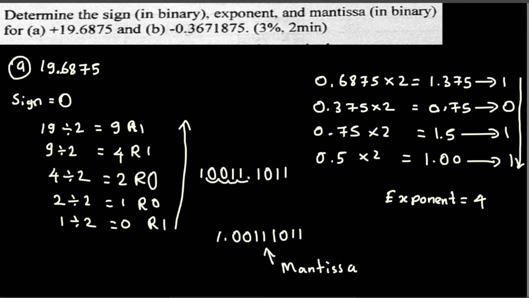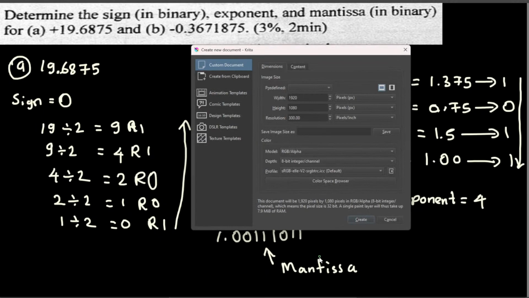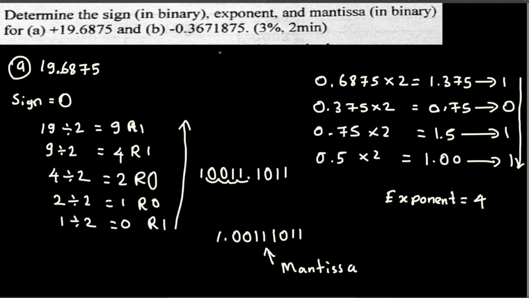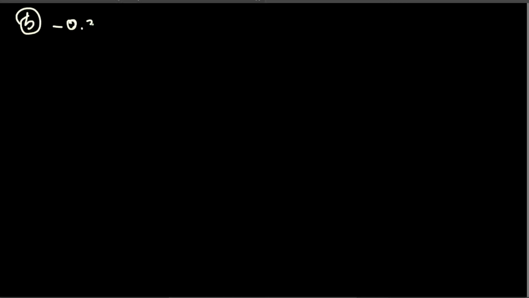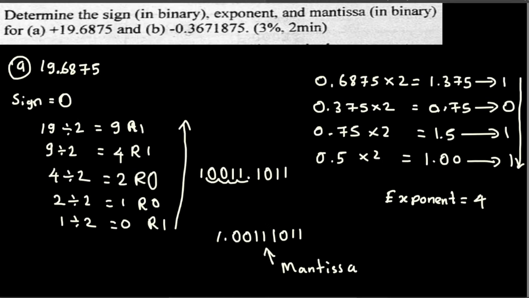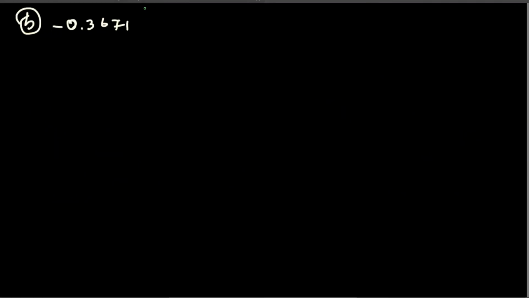Okay, now let's go ahead and do the next one. In the B part we have negative 0.367875. Let's copy that one. Since we have a negative sign, the sign is going to be 1 because of the negative sign.